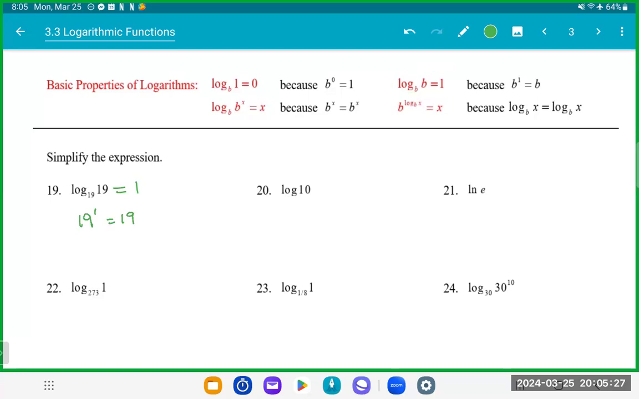And we're going to look at log base 10 of 10, right? That again is also going to equal 1, because that is saying that 10 to the 1 is equal to 10. When we look at the ln of e, that is also equal to 1, because e raised to the 1 is e.